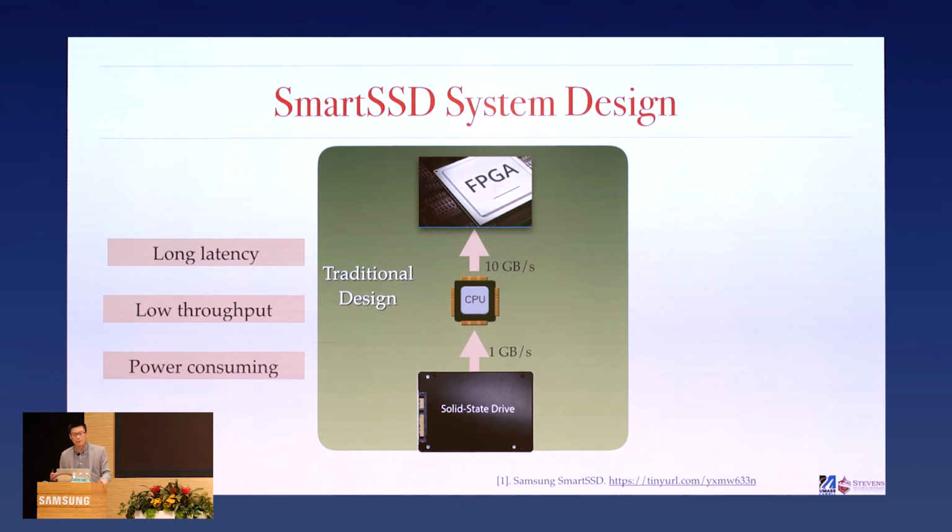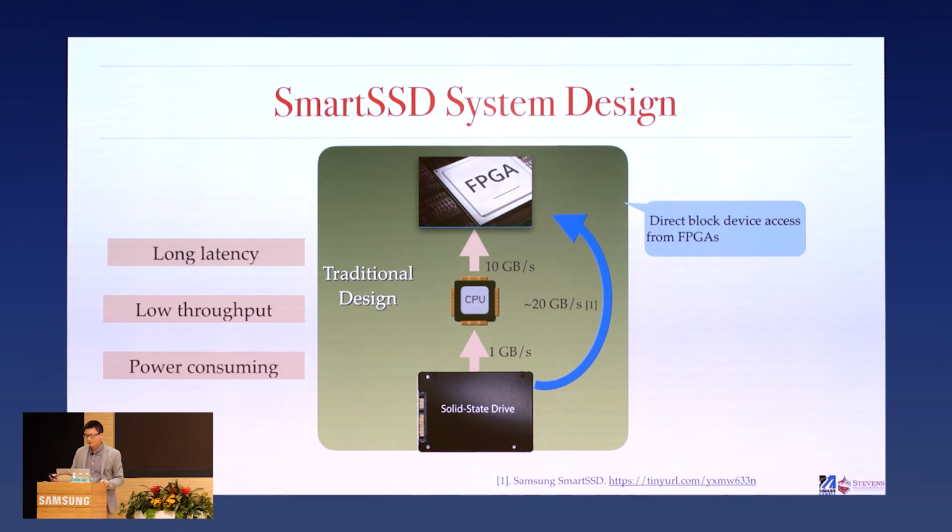So there are multiple hops, like a jump from one SSD to CPU memory and then to FPGA. It's high latency, low throughput, and power consuming. We say if you have the SmartSSD, which I saw in Samsung's announcement, and which is very impressive, it has faster throughput if you aggregate them together. And you can also do direct block device access from the FPGA.